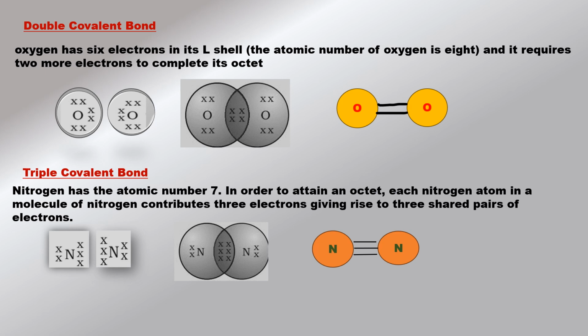Triple covalent bond. Nitrogen has the atomic number 7. What would be its electronic configuration and its combining capacity? In order to attain an octet, each nitrogen atom in a molecule of nitrogen contributes 3 electrons, giving rise to 3 shared pairs of electrons. This is said to constitute a triple bond between the 2 atoms.